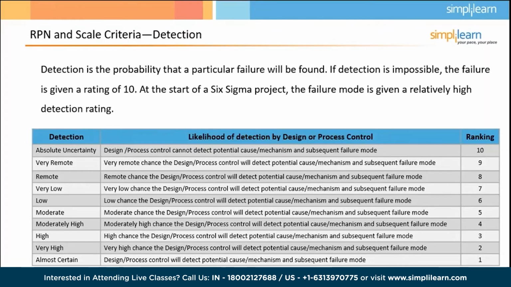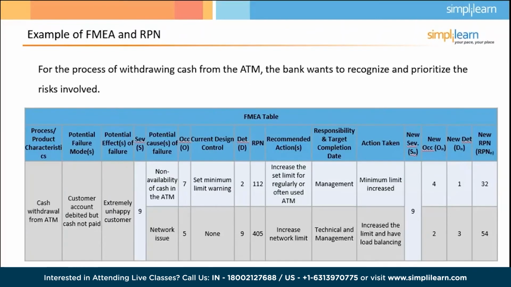And our detection score. Absolute uncertainty, there's nothing in place at all today. Very remote, there's a very remote chance the design or the process control would detect the potential cause or mechanism of the subsequent failure mode. There's really very little in place that would prevent it. Remote and so on. And so here we have an example, and let's pretend that we're a bank manager.